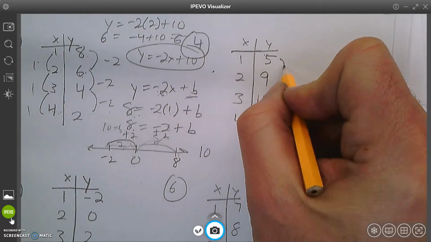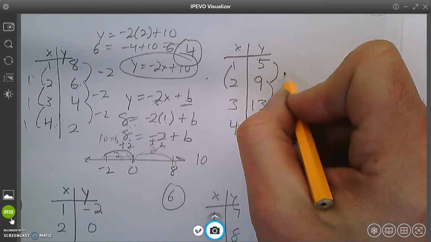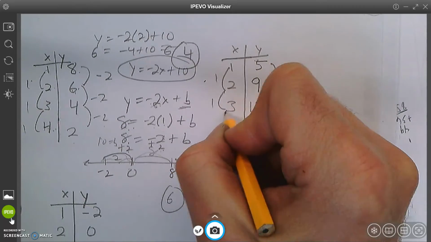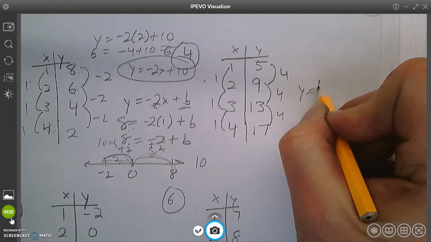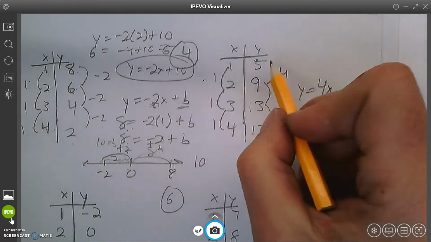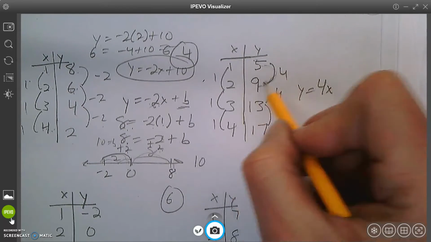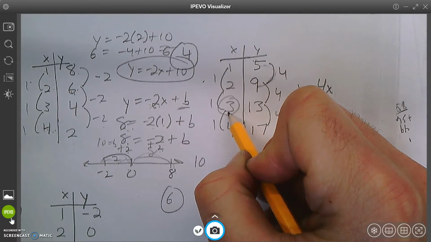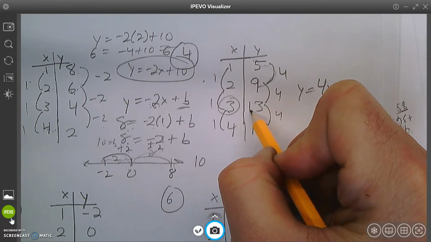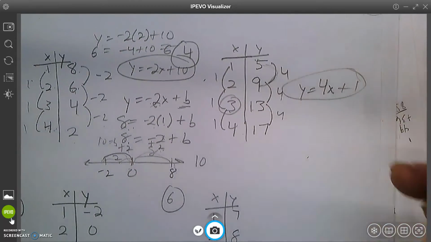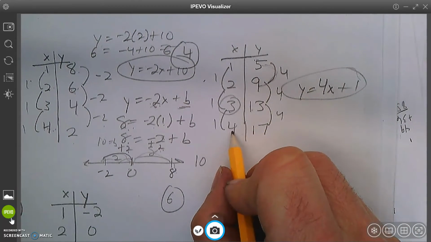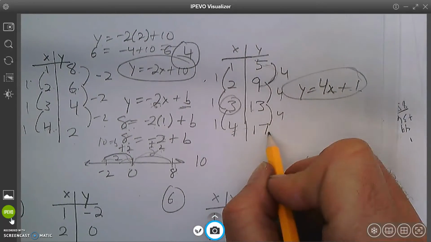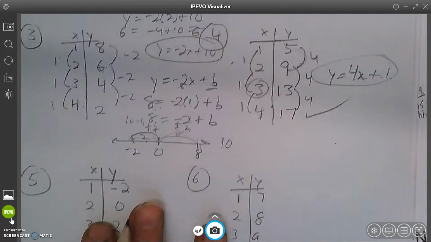All right, cool. Let's do it. Up 4, up 4, up 4. Change in x is up 1. So y equals 4x. 4 times x. All right, let's choose another 3. What's 4 times 3? 12. How do I get to 13 if I'm at 12? Plus 1. Got it. 4 times 4 is 16 plus 1, 17. Got it. There we go.